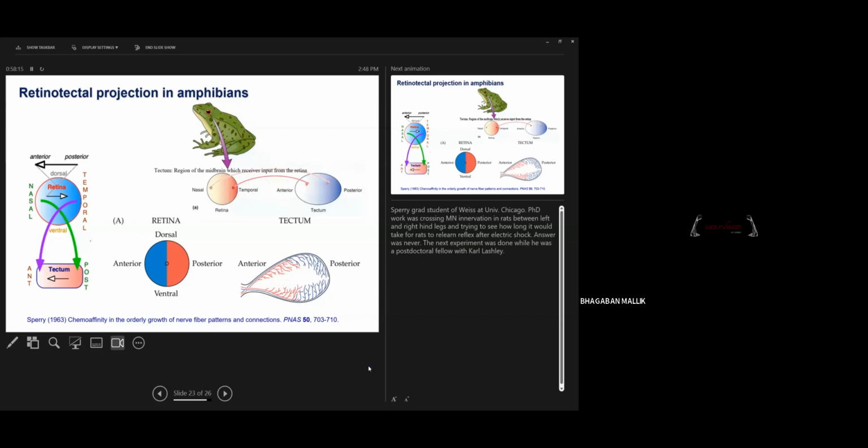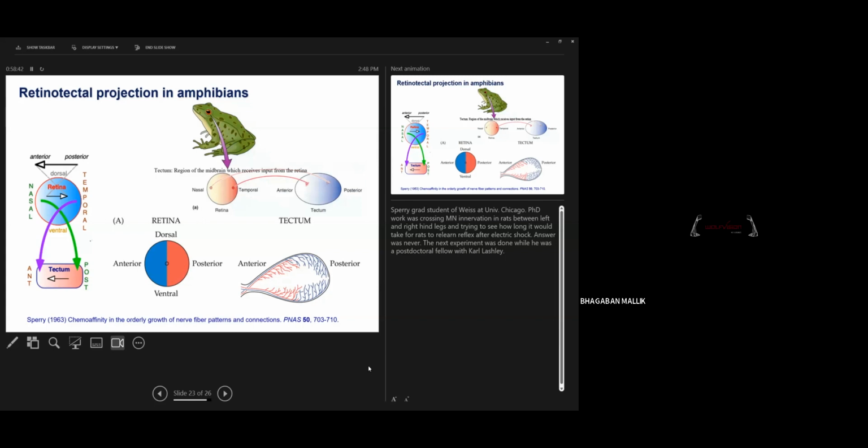So you have the dorsal side, the ventral side, the nasal side, and the temporal side. Mostly the neurons from the temporal side project into the anterior side of the tectum. Similarly, the neurons from the nasal side project into the posterior side of the tectum.